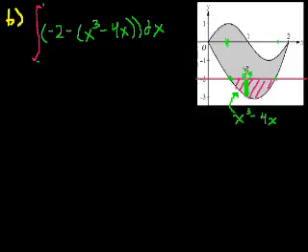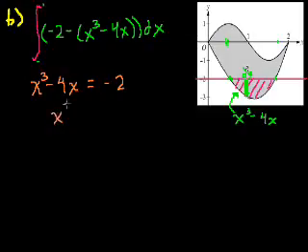What we can do is set them equal to each other. So at what x values does x to the third minus 4x equal -2, right? At what x values are the y values the same? So we just set them equal to each other, and if we wanted to write this as a proper polynomial expression, we would get x to the third minus 4x plus 2 is equal to 0.